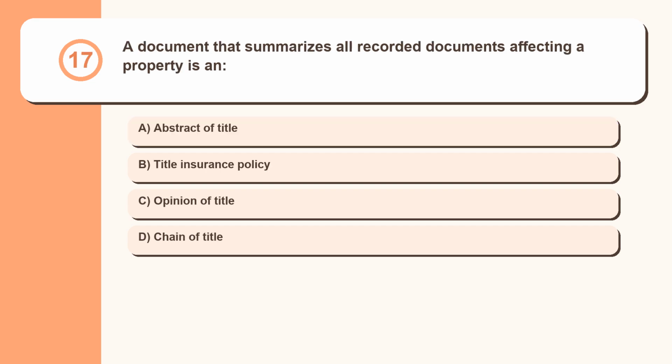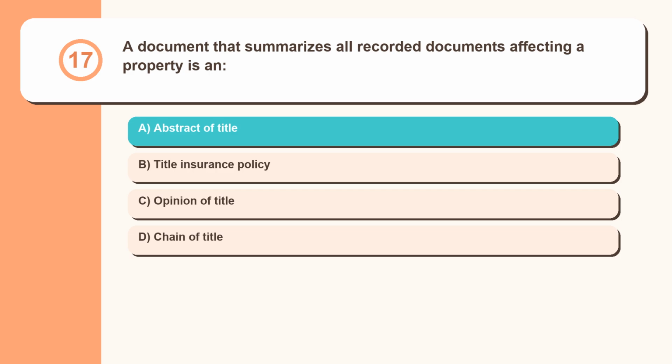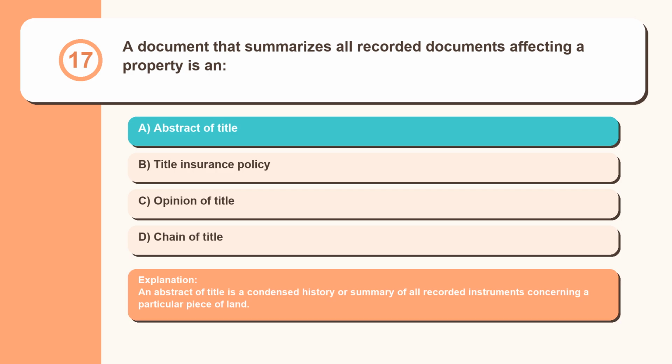Question 17. A document that summarizes all recorded documents affecting a property is an: abstract of title, title insurance policy, opinion of title, chain of title. An abstract of title is a condensed history or summary of all recorded instruments concerning a particular piece of land.